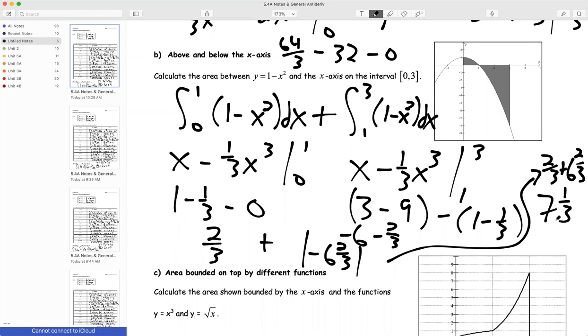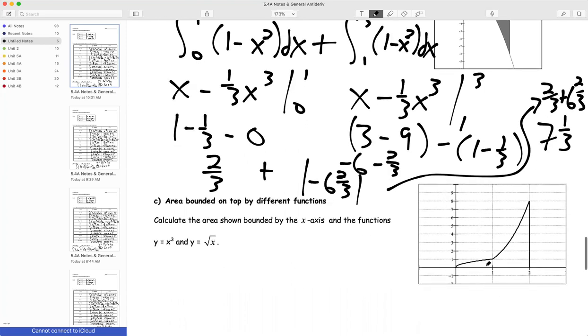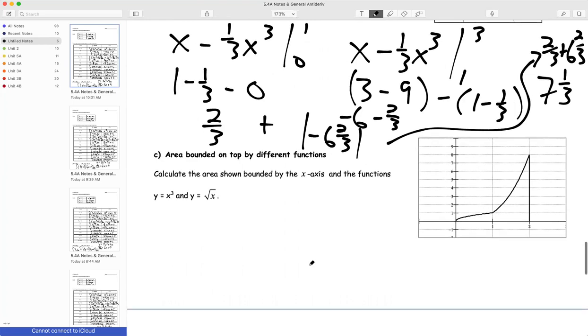So if all of it's below the x-axis, we're going to integrate and then take the absolute value. If it's split, I'm going to split it up by the bounds. And if it's below the x-axis, take the absolute value and then add that to the positive one. And then the last example here, this one is entirely above the x-axis, so I don't need to worry about the absolute value, but there are two different functions here. So it says calculate the area shown bounded by the x-axis and the functions y is equal to x cubed and y is equal to square root of x. So this is the square root of x. This is x cubed.